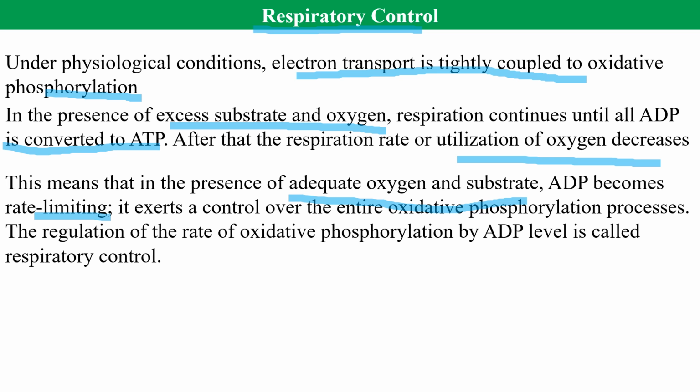It exerts control over the entire oxidative phosphorylation process. So the presence of ADP is required for oxidative phosphorylation and continuous ATP synthesis. And the regulation of oxidative phosphorylation by ADP level is called respiratory control.